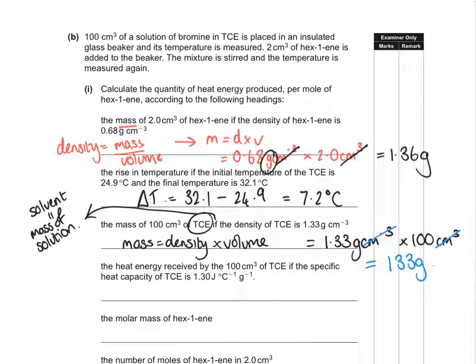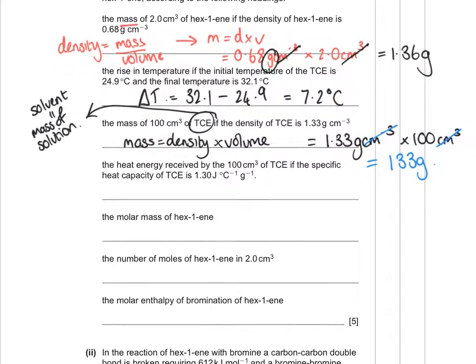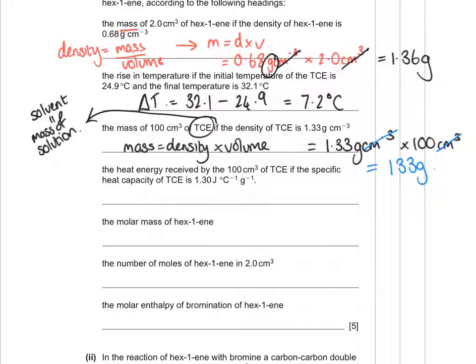Next question is the heat energy received by the 100 centimeters cubed of TCE. And this is where we use our delta H equals MC delta T equation. But again, we're normally used to using it with water. So the mass of water that is used to be heated up by the fuel that's being burnt, the specific heat capacity of water, and the temperature change of the water.